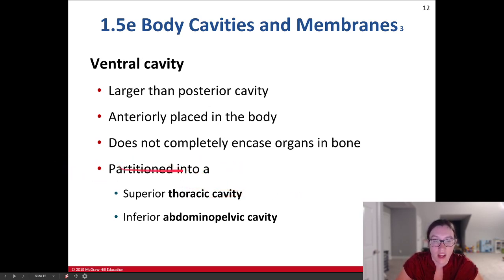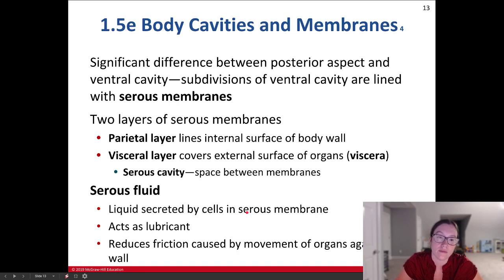And it can be partitioned into a superior thoracic cavity and an inferior abdominopelvic cavity. And these are going to be divided right here by the diaphragm. The diaphragm is a big muscle that's important in breathing, but it is also important in dividing the thoracic cavity from the abdominopelvic cavity.